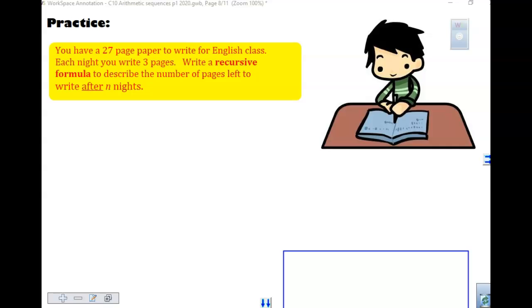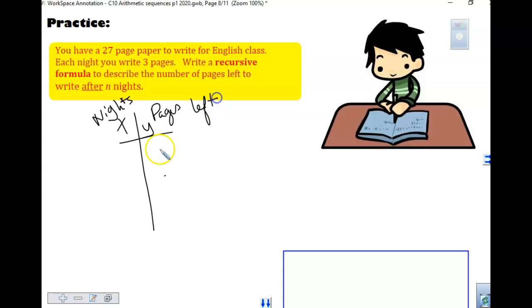Page paper if you're in either of their English classes. Each night you decide you're going to write 3 pages. Write a recursive formula to describe the pages you have left. One thing sometimes I think is helpful is to think of this as x and y, where this is the nights you're dealing with, and this is the pages you have left to write. Well, you just got the paper assigned. That's like the 0.